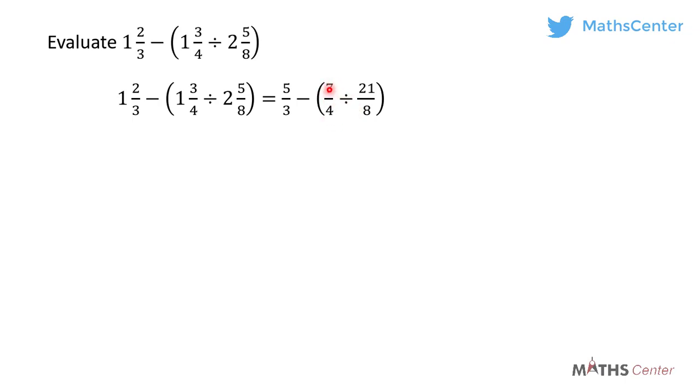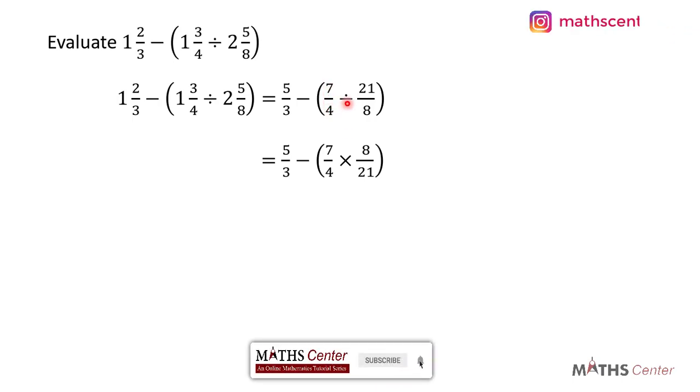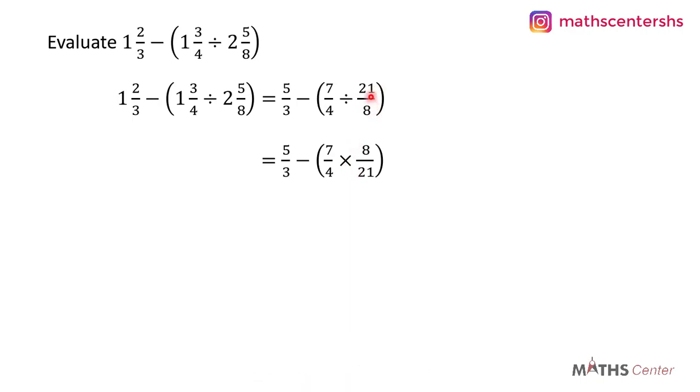What is in the bracket is 7/4 divided by 21/8. And so what we will do is keep the first one, which is 7/4, and then change the division sign to multiplication. Then after that, we will reciprocate 21/8. And so we will have 7/4 times 8/21. So our fraction is now 5/3 minus, in brackets, 7/4 times 8/21.